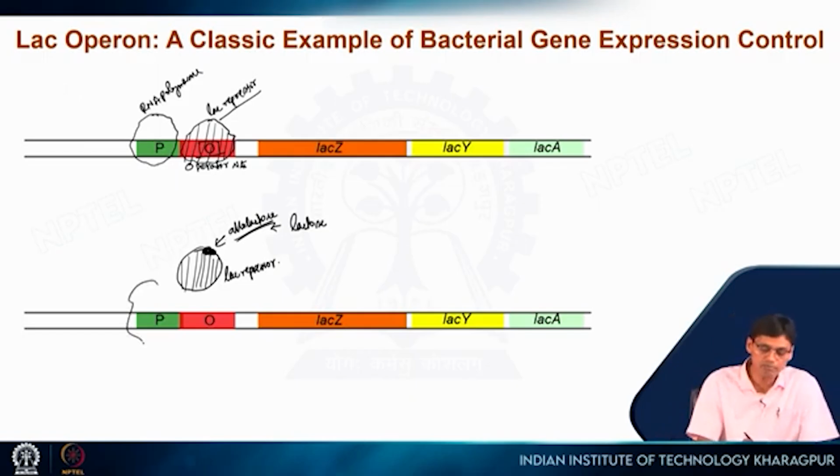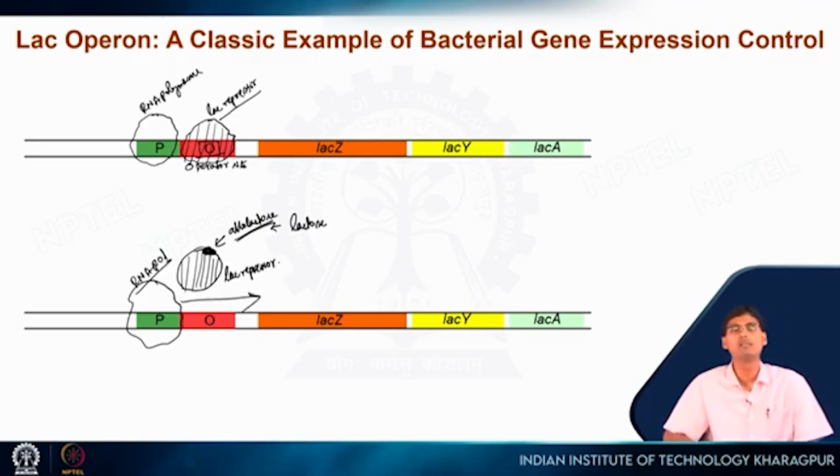Now, here is the RNA polymerase again. It can move in this direction again because the lac repressor is no longer bound to the operator site. The allolactose binds to the lac repressor and changes its conformation so that it cannot recognize the operator site anymore.